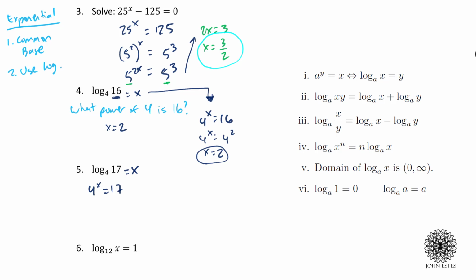And if I do that, I'll have log of 4^x equals log 17. And it doesn't have to be log, it could be ln as well, but that's okay.